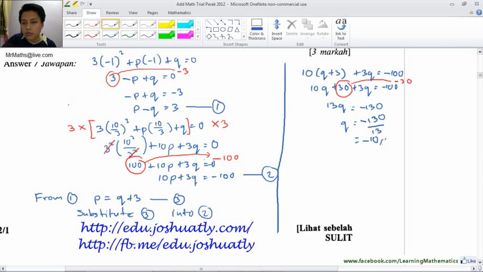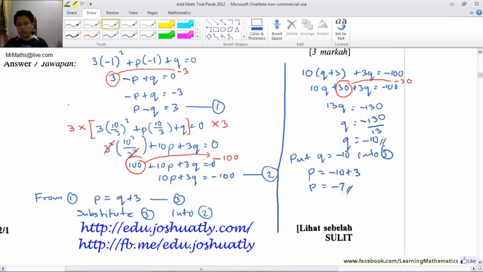So you still get the same value. And then put q equal to minus 10 into 3 to get the value of p. So p is q plus 3, so minus 10 plus 3, which is p equal to minus 7. There you have it. So both methods work, but the first method is a lot shorter than the second one. So choose wisely. Let's move on to the next question.